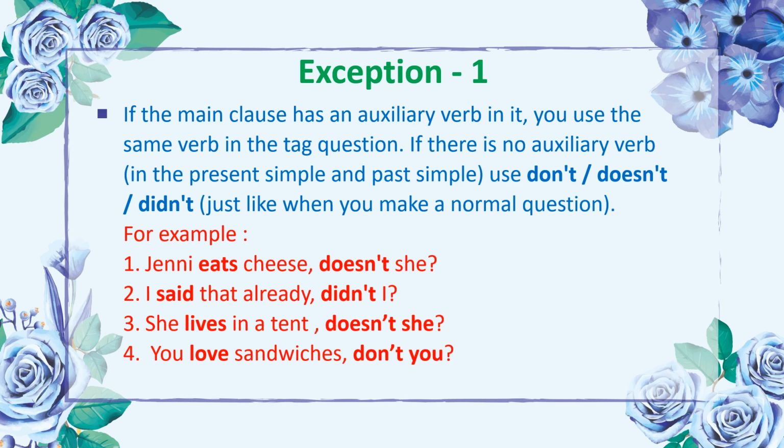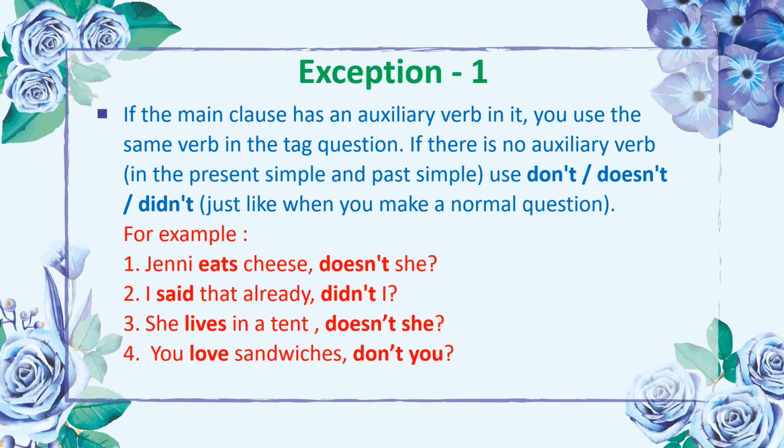Now let us understand a few exceptions. The first exception is that if the clause does not have an auxiliary verb, we add our own auxiliary verb, which will be either don't, doesn't, or didn't, like how we ask a normal question. But if the clause has an auxiliary verb, we use that, and with the same pronoun given in the question.